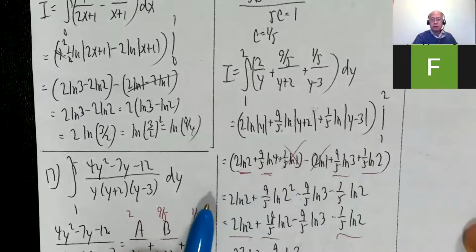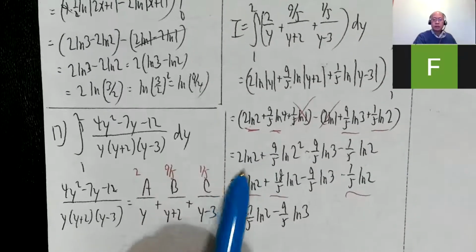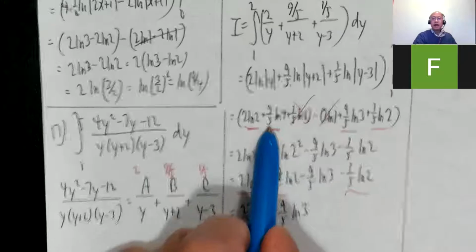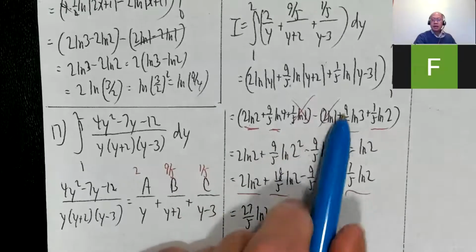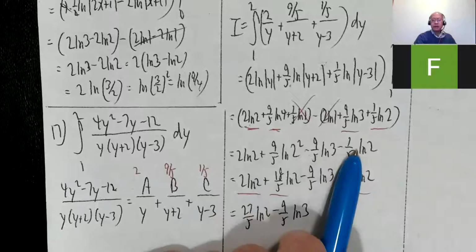Okay, so now just throw everything together. 2 ln 2 plus 9/5. I wrote this as ln 2 squared because I'm going to combine it with all the others. Minus 9/5 ln 3 minus 1/5 ln 2.